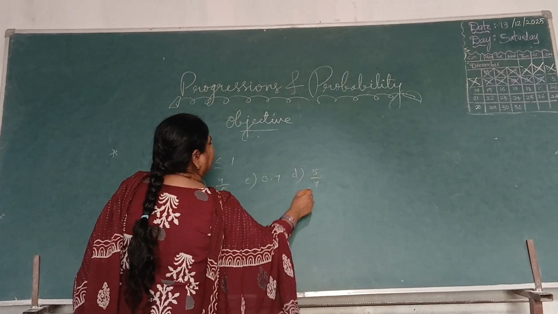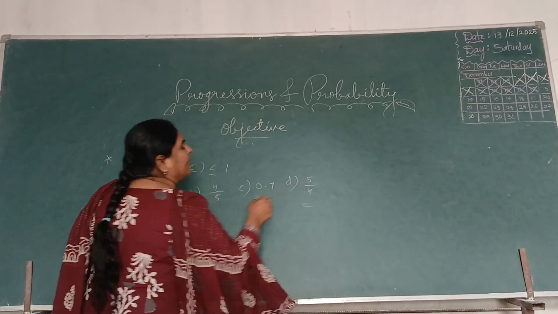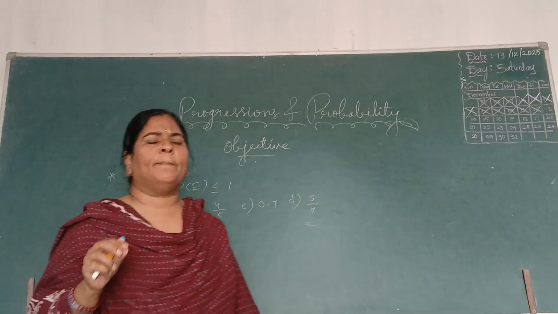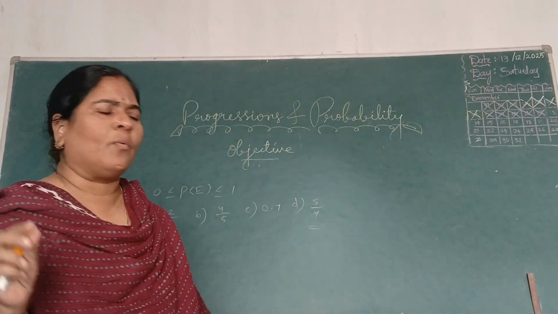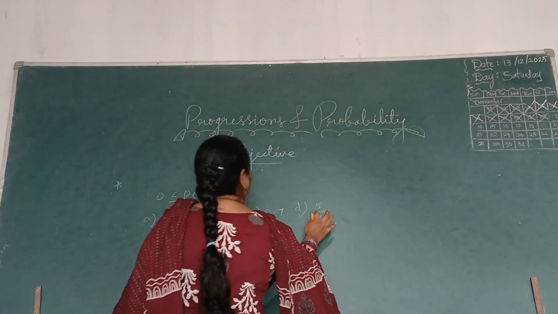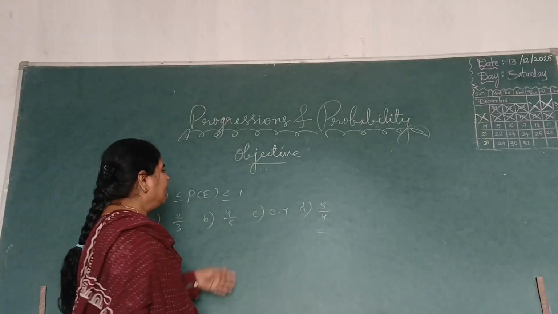Yeah, here we can easily identify D. It is an improper fraction. An improper fraction is always greater than 1. So it cannot be the probability of an event.